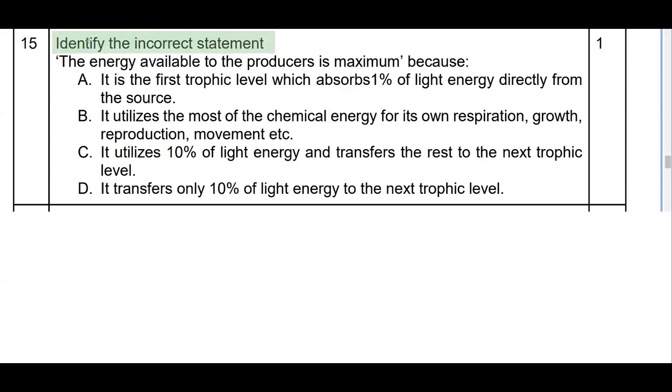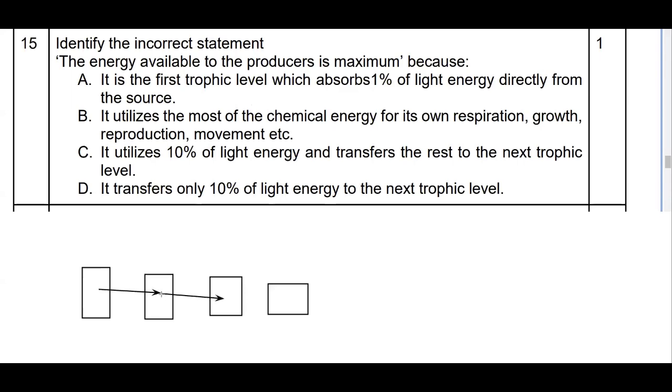Question number 15 is from the chapter Our Environment. It says the energy available to the producers is maximum. As you must know the 10% law, only 10% of the energy available at one trophic level is transferred to the next trophic level in the food chain. Like if I make producers here, then among the consumers, say herbivores, then carnivores and say top carnivores, only 10% of the energy available is transferred over here and so on. So the maximum energy is found in the herbivores.